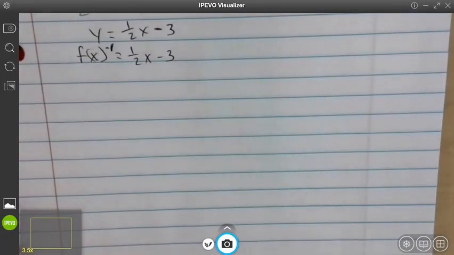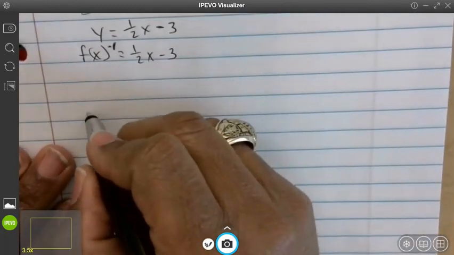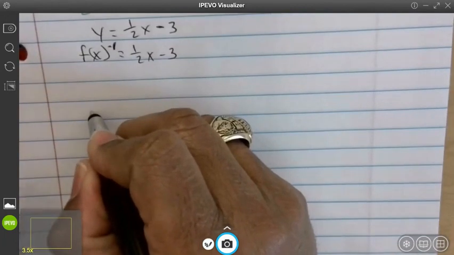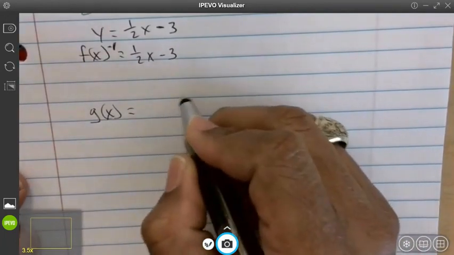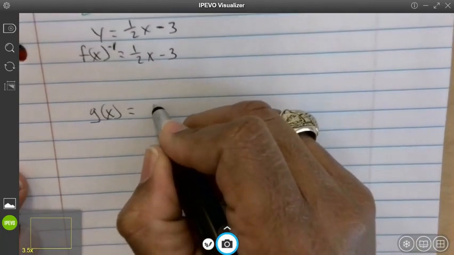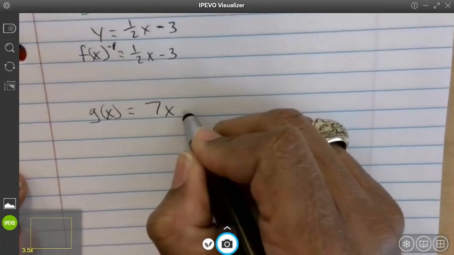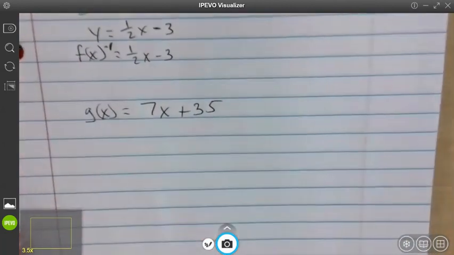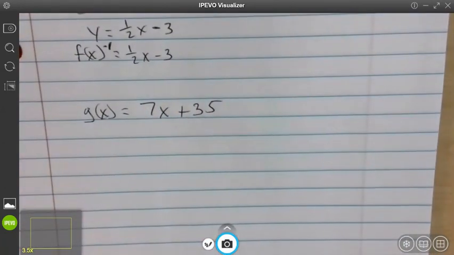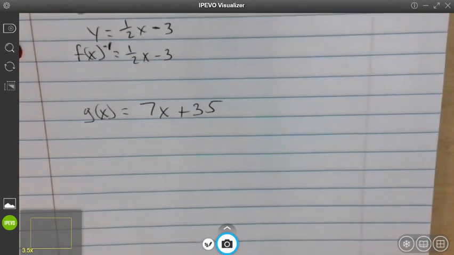Now I want you to try a problem on your own. I want you to find the inverse. It still doesn't matter what function I give. Say g of x equals 7x plus 35. And I want you to write the inverse of that function. So pause here.